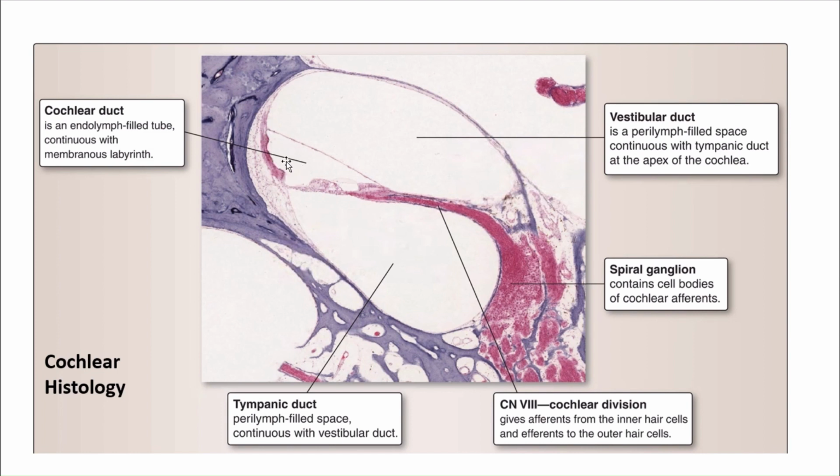This area contains endolymph, which is a little bit different here. Hair cells are located here in the basilar membrane, and these are the nerve fibers, and it goes all the way to here, and the cell bodies are in the spiral ganglion. So the spiral ganglion contains afferent cell bodies that are coming from the hair cells in the basilar membrane.